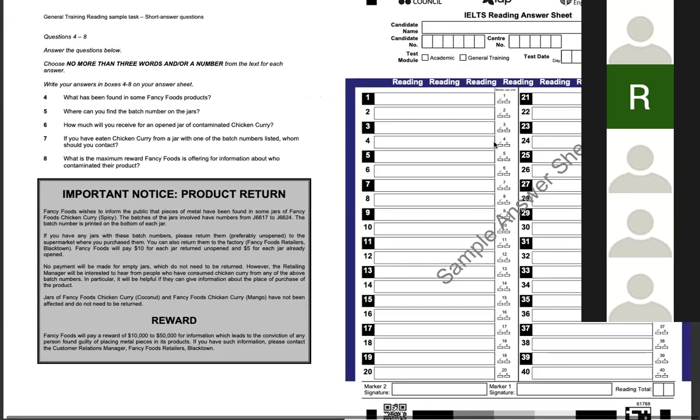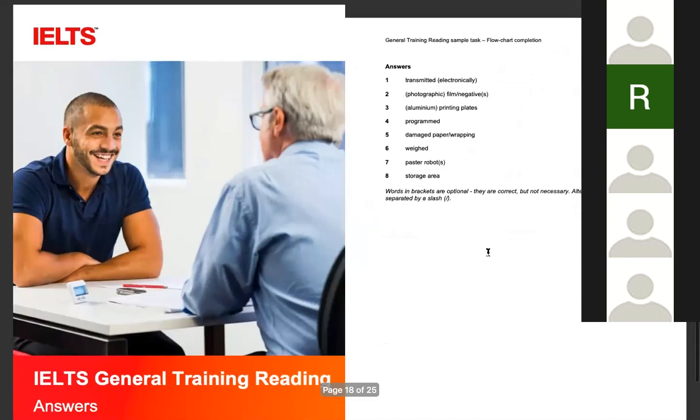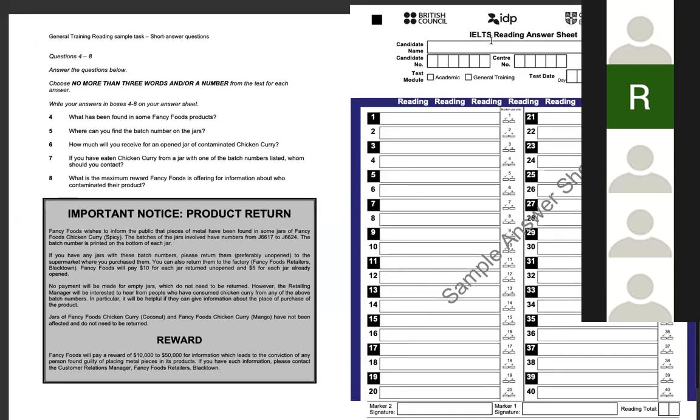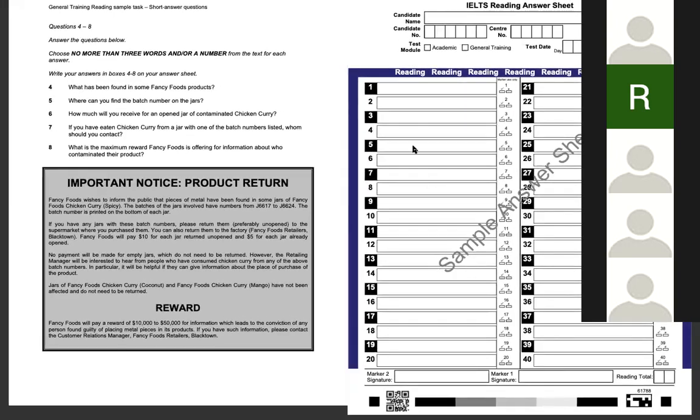And this is how your reading answer sheet will be. You have questions 1 to 40 over here. You'll be putting your name, your number, your center number, what test, what module you're taking, GT, and then your date. So this is how your answer sheet is going to look. You have the questions labeled from 1 to 40, where you'll be writing or typing your answers.